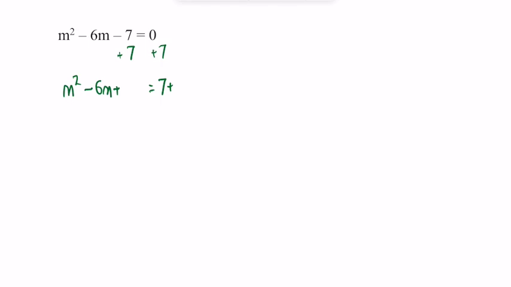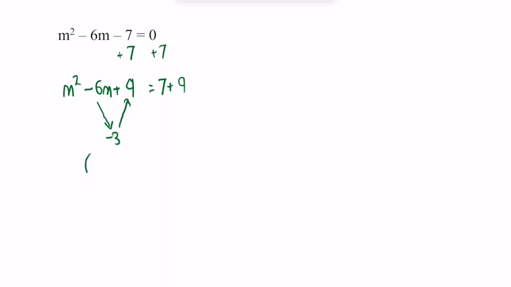To figure out what's going in those blank spaces on both sides, we look at the coefficient of m. Here we have a minus 6. Half of a minus 6 is a minus 3. Minus 3 squared is a plus 9. Notice when you square something, even if it was negative, when you square it, it's going to become positive. Since we add 9 on the left side to keep it balanced, we'll also add 9 on the right side.